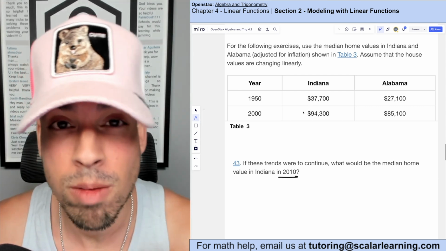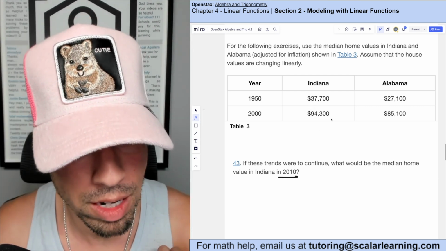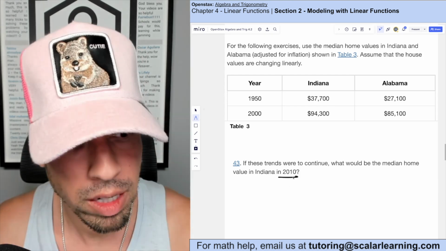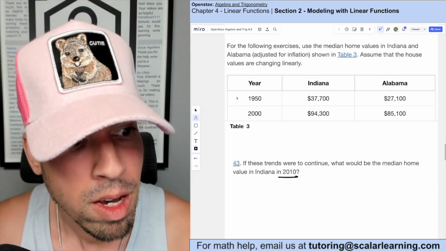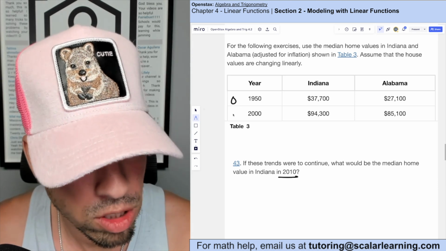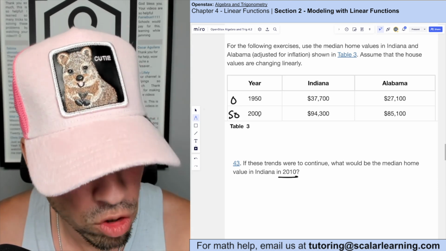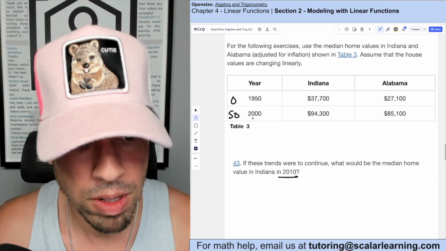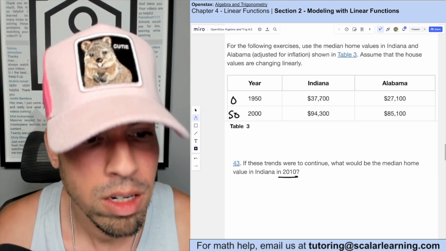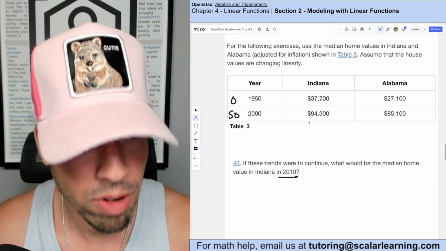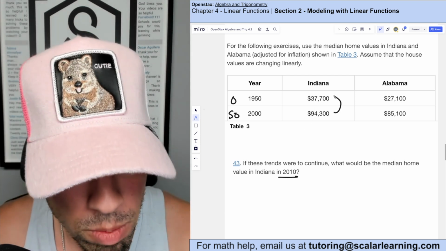So again, I want to come up with that nice linear equation for Indiana in particular, and then plug in 2010. So we're going to start by saying 1950 is going to be year 0, 2000 is going to be 50 years from that. So kind of like an x value of 50. And I can use this to calculate our rate of change, aka the slope for how the median house prices are changing.